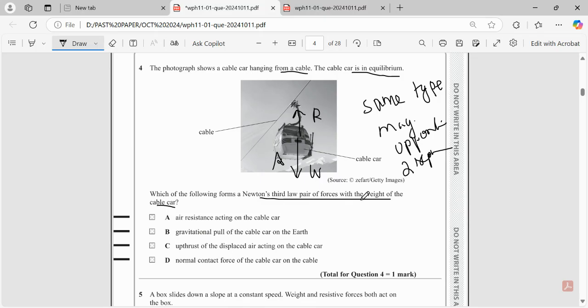Here you can see the weight of the cable car is down, so there is a force which acts just opposite to that. Air resistance can't be. Upthrust also can't be. Normal contact force also can't be. Why? Because weight and normal contact force are two different types of force. We need the same type of force here. So the only option is the gravitational pull of the cable car on the earth. Weight is already a gravitational force, right? So weight and gravitational pull are both the same type of force. So the correct option is B.